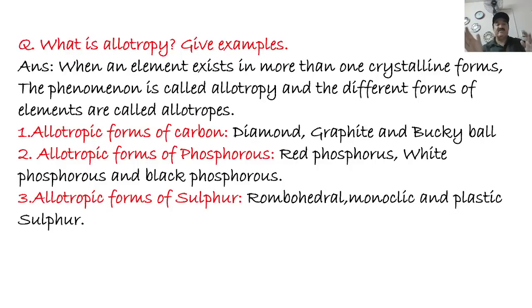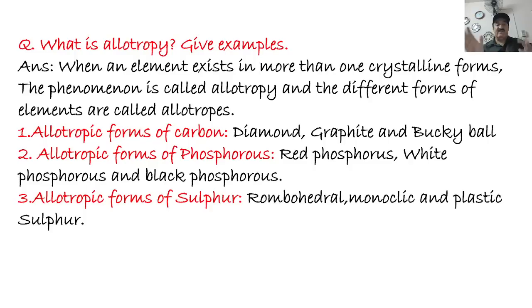and the different forms of the element are called allotropes. So allotropy is also very important: when an element exists in more than one crystalline form, this phenomenon is called allotropy, and the forms are called allotropes. Now the examples are allotropic forms of carbon. There are three allotropic forms of carbon: diamond, graphite, and buckyball, right?